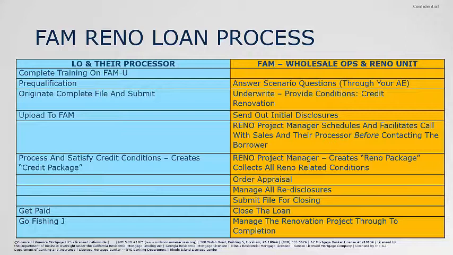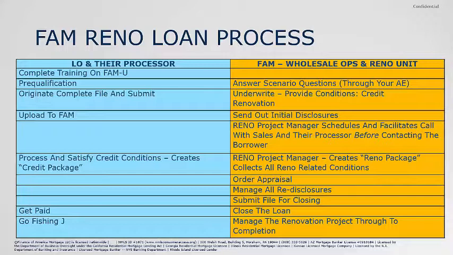And then after those two calls, one to you and your processor, one to the borrower, your processor is working on the credit conditions to complete the credit package, and the RENO project manager is working on all the RENO conditions to complete the RENO package. Depending on which version of the K you have, the standard is more complicated than the limited, so it'll take longer to get that package together because you involve a HUD consultant and a longer bid process than a limited, which might just be a roofer, an HVAC guy, like simple bids, okay?